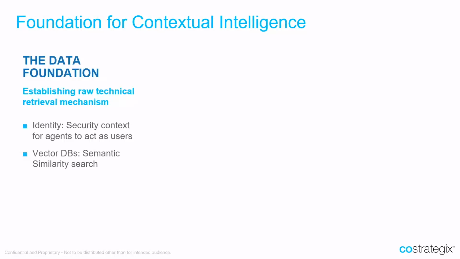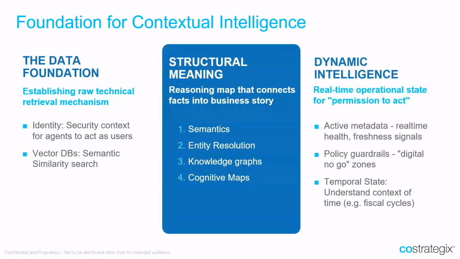From a foundation standpoint, you have your data foundation. I'll not go too much into it. Really, the middle part, the structural meaning, that's what defines the context: the semantics, the entity resolution, knowledge graphs, and cognitive maps. I'll go into each of those areas. And once you have that, the permission to act on it, that's the dynamic intelligence that agents have. That could be a separate topic, maybe next year or sooner.